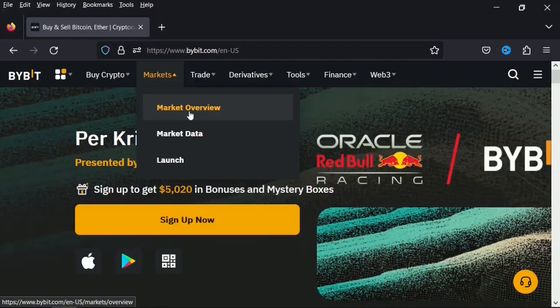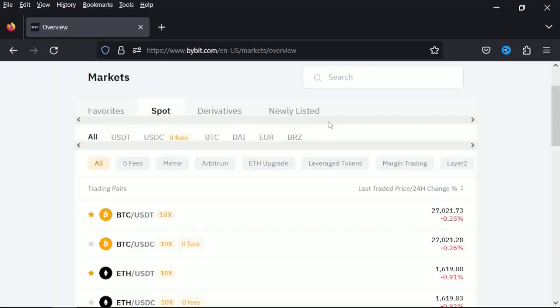So I'm heading over to the cryptocurrency exchange of my choice right now. For example, on the Bybit cryptocurrency exchange, click on the markets overview. And as you can see on the markets overview, click on the spot market link and select the base cryptocurrency of your choice. For example, USDT, USDC, BTC, DAI, EUR, and BRZ. So in my case, I'm selecting the USDT based cryptocurrency.